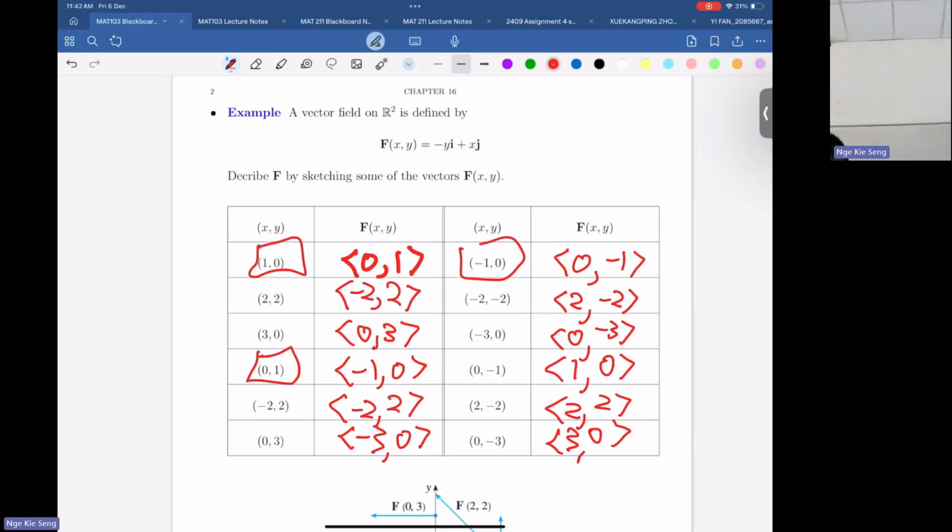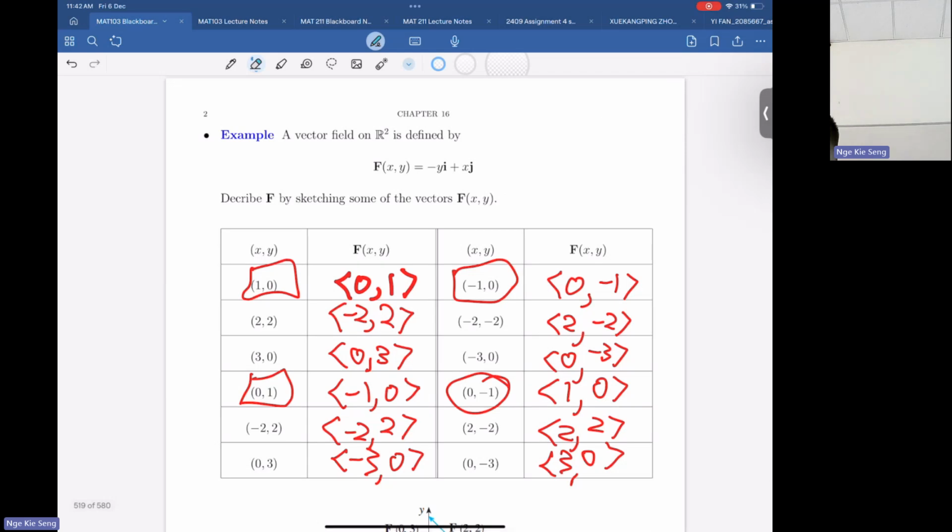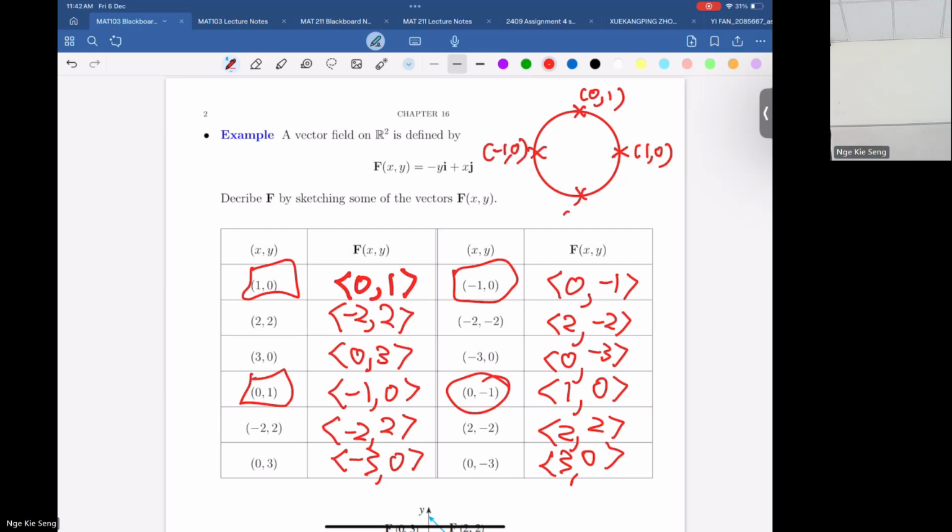Okay, so let's pick some important points to look at first. Let's pick these 4 points. If you pick these 4 points, what happened here? Where do these 4 points live? These 4 points live on a circle of radius 1. On (1, 0), you have a vector (0, 1). How does it look? It's a vertical vector.